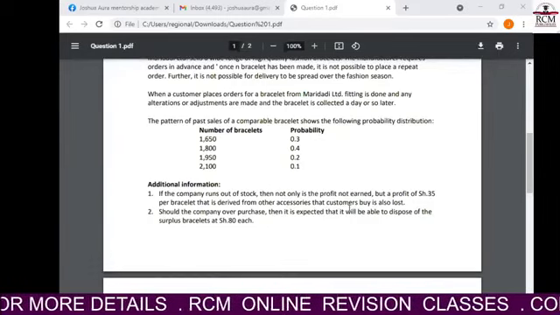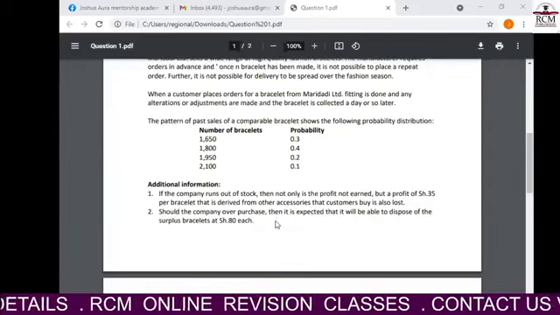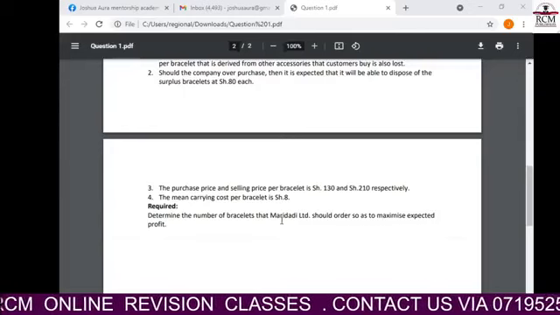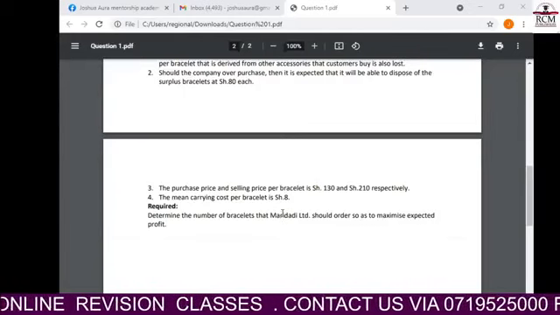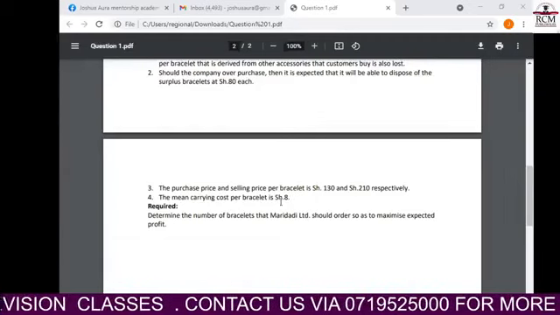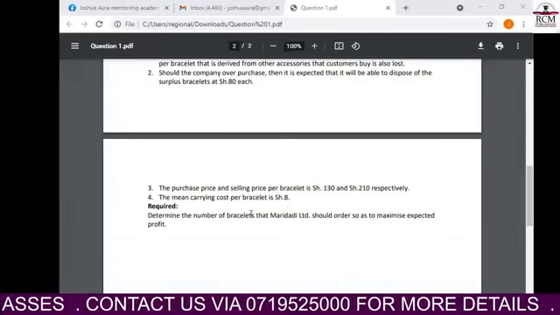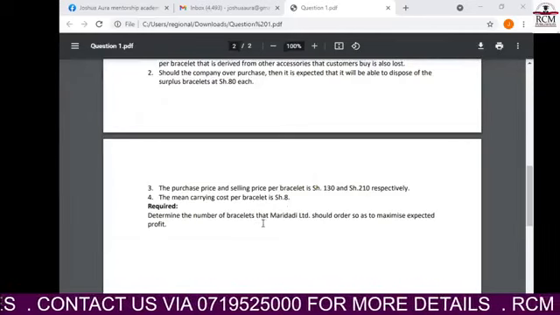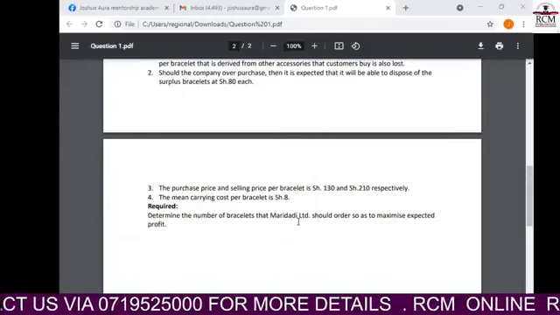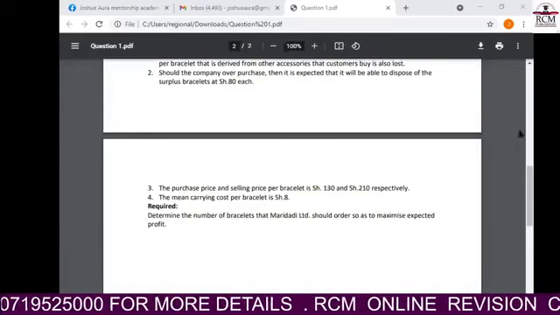Additional information: if the company runs out of stock, then not only is the profit not earned, but a profit of shillings 35 per bracelet that is derived from other accessories that customers buy is also lost. Should the company overpurchase, then it is expected that it will be able to dispose of the surplus bracelets at shillings 80 each. Three, the purchase price and selling price per bracelet is 130 and 210 respectively. The mean carrying cost per bracelet is 8. Required: determine the number of bracelets that Maridadi Limited should order so as to maximize expected profit. 15 marks.